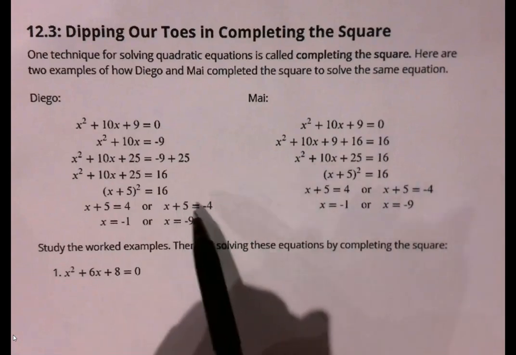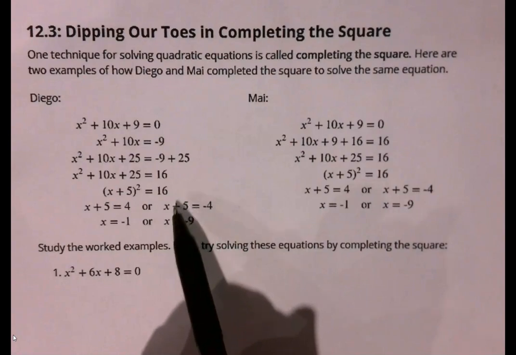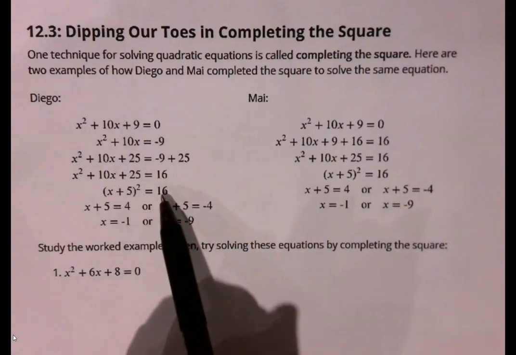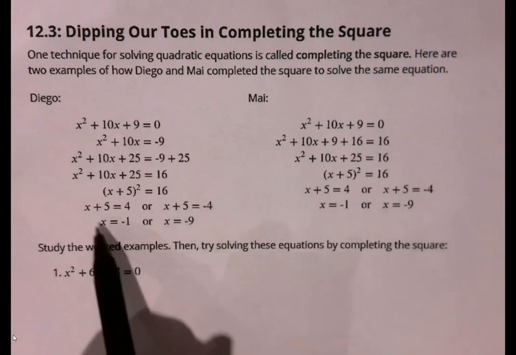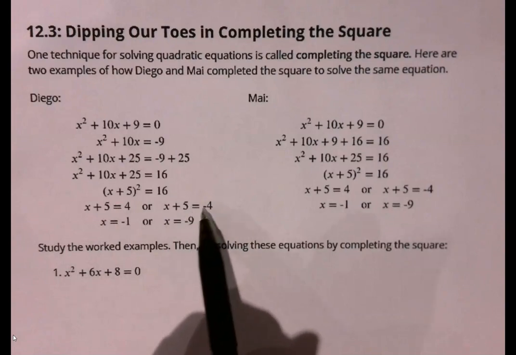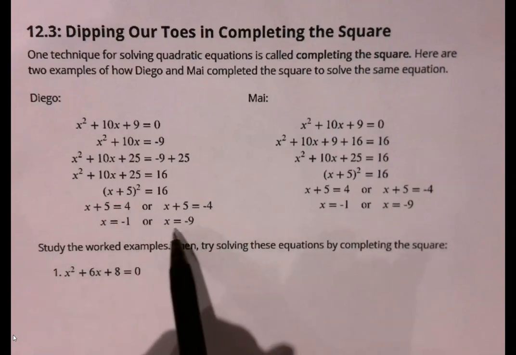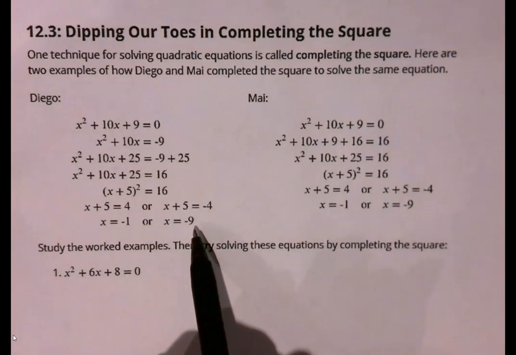At this point, both students solved the quadratic equation by reasoning, by saying that a number squared equals 16, which in this case is 4 and negative 4. At this point, they see that x plus 5 equals 4 and x plus 5 equals negative 4, so they both end up with the answer x equals negative 1 and x equals negative 9.